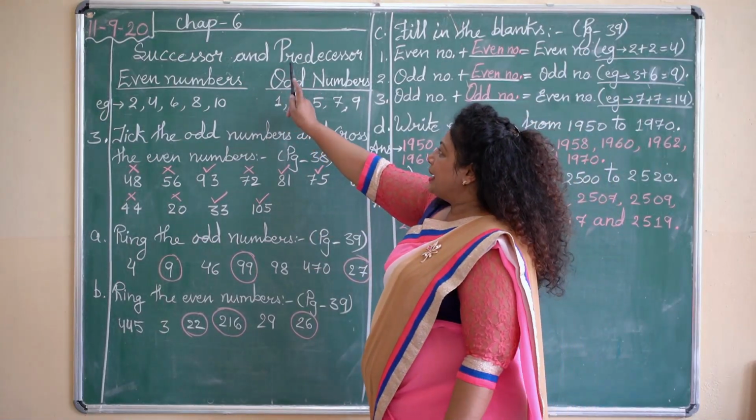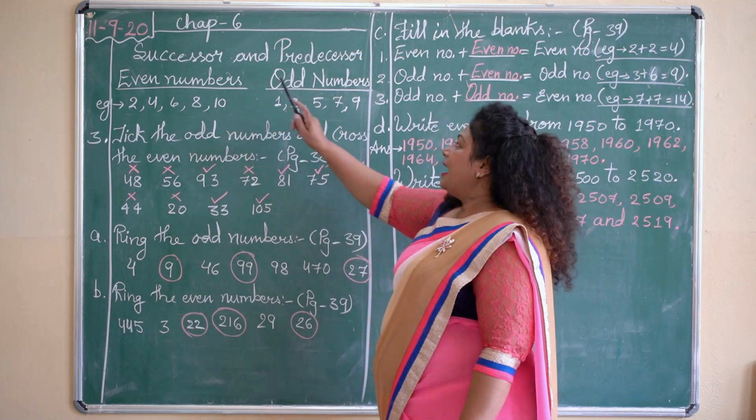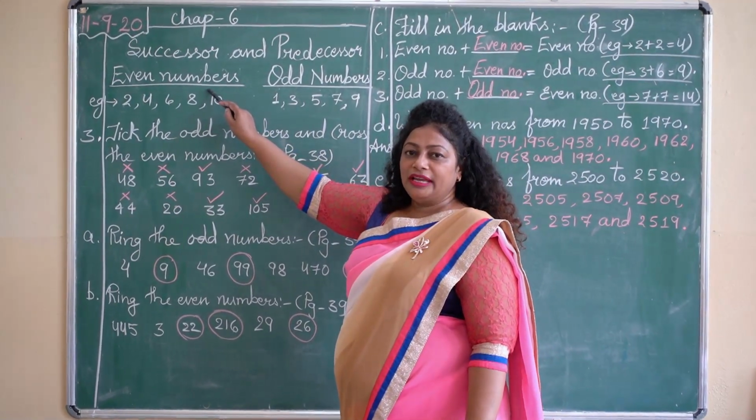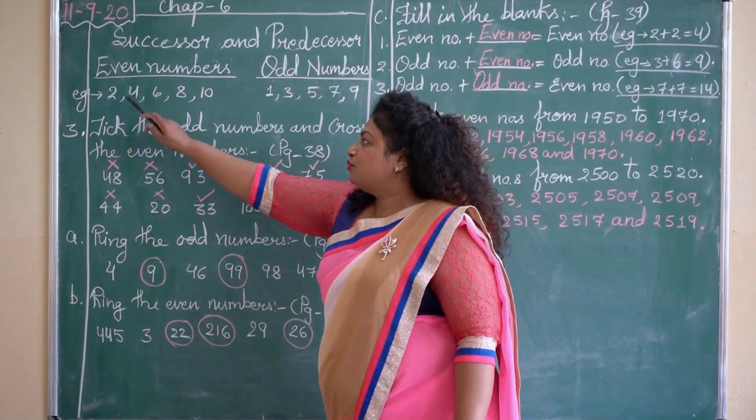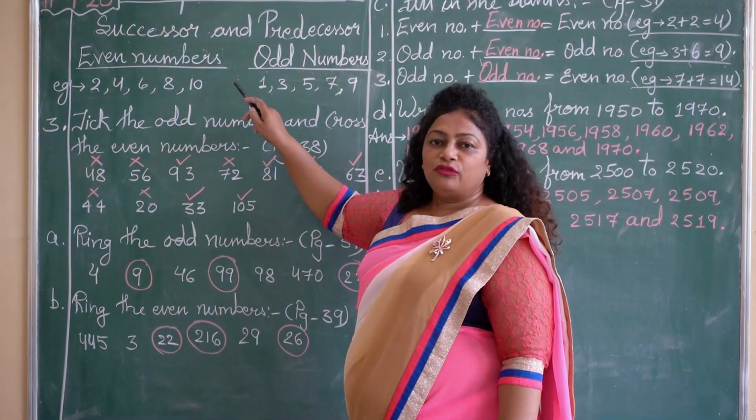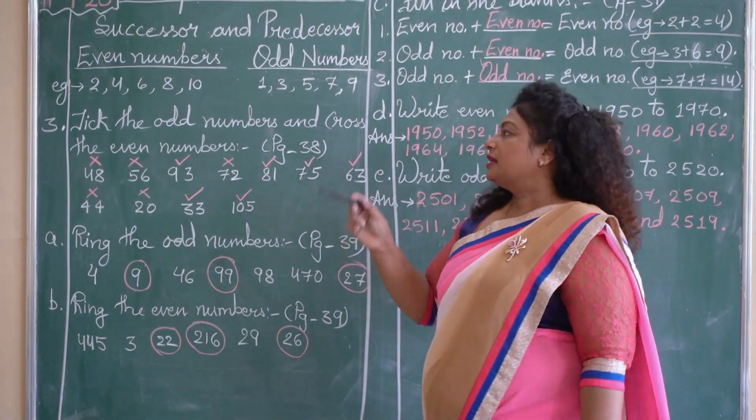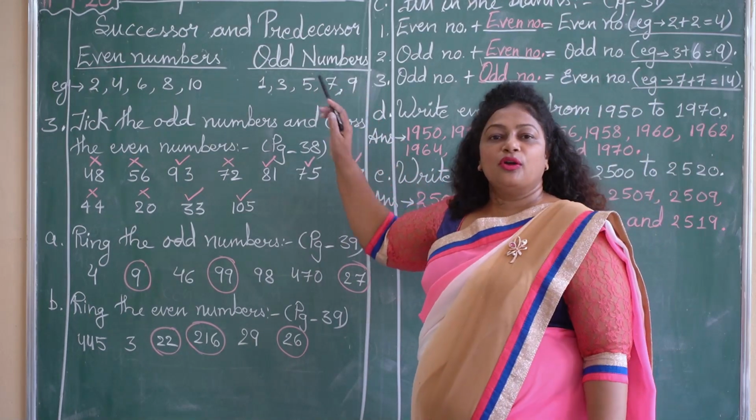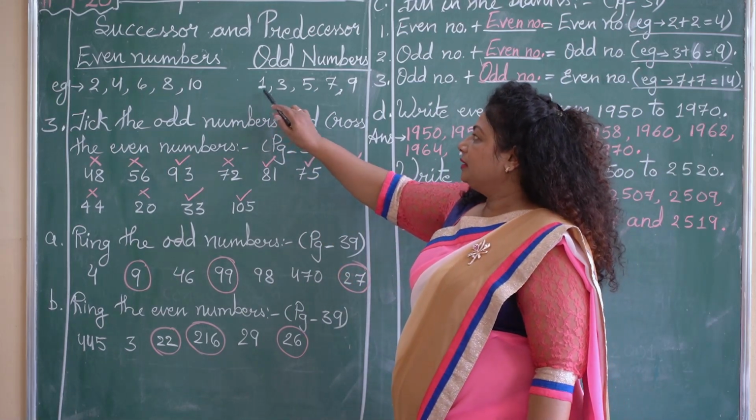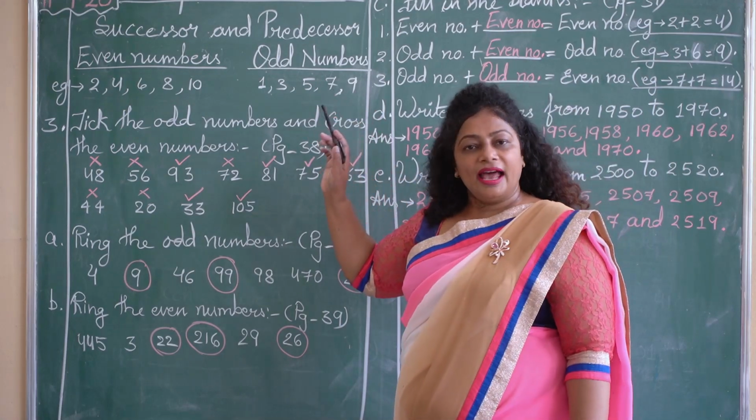In continuation of this chapter, let us understand what are even numbers and what are odd numbers. The numbers divisible by 2 are called even numbers. For example, 2, 4, 6, 8, 10, 12, 14 and so on. Now, let us understand what are odd numbers. The numbers which are not divisible by 2 are called odd numbers. For example, 1, 3, 5, 7, 9, 11 and so on.